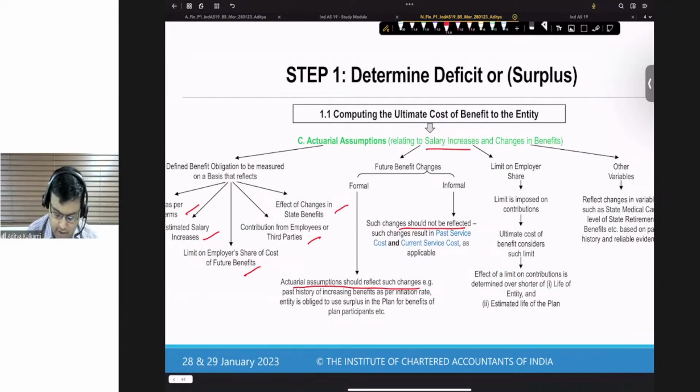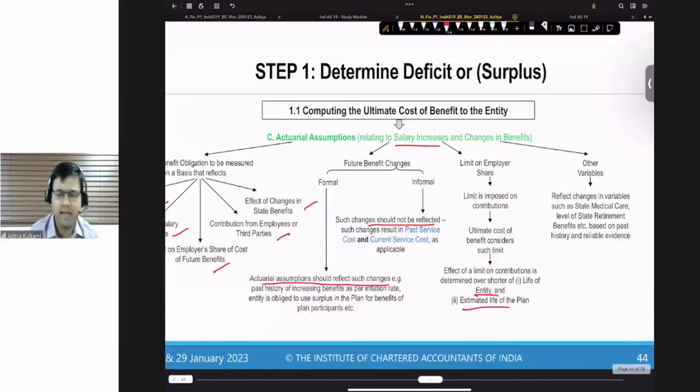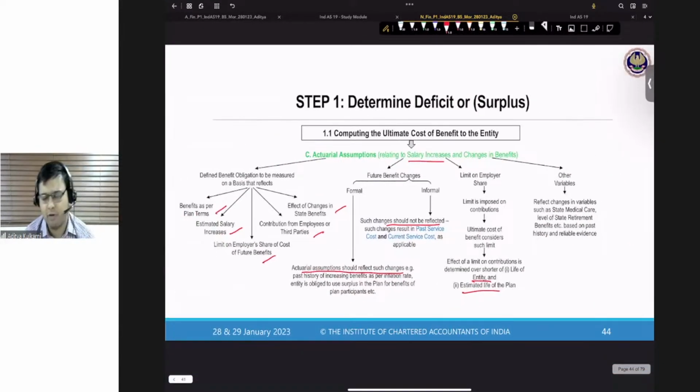Limit on employer share imposed on the contributions. Effect of a limit on the contributions is determined over the shorter of life of entity and estimated life of the plan. This is all theory. It's not going to be very important. You have to read it for yourself, you can read it. Okay. I have just encompassed the entire standard here.